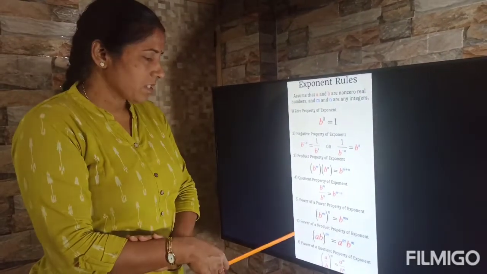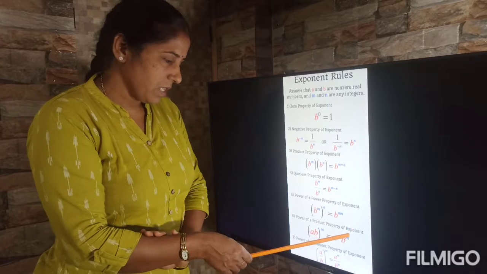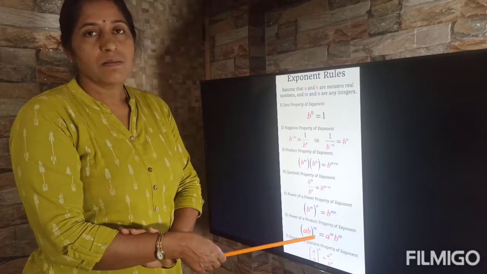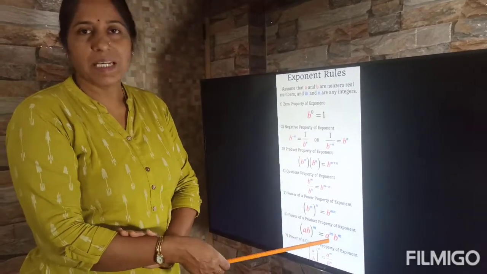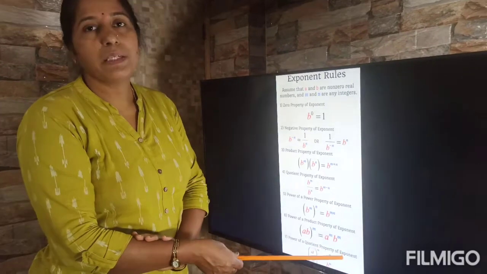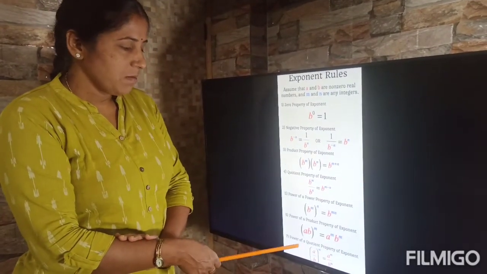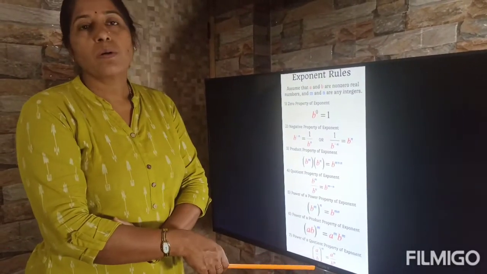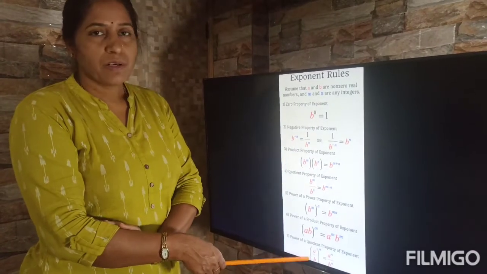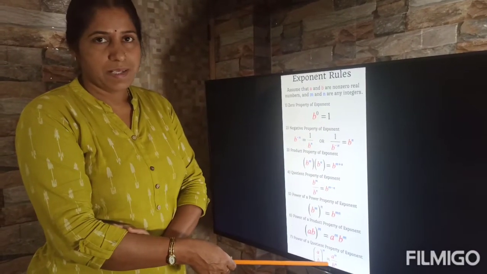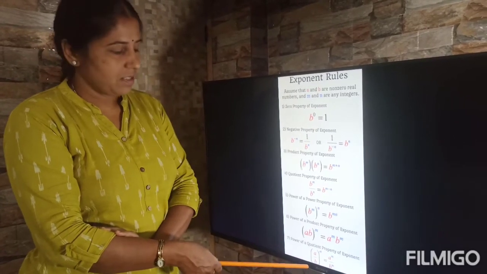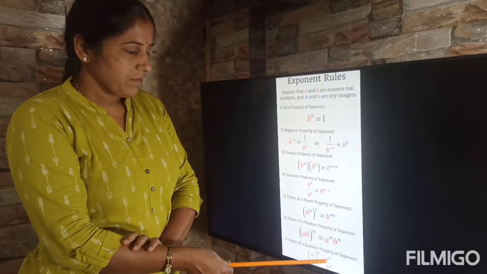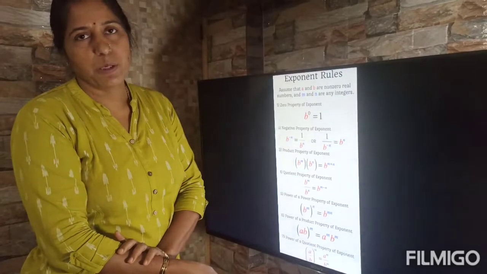Next one, power of a product property of exponents. A into b whole to the power of m. For two numbers, one common power is there, that we have to make separate. A to the power of m into b to the power of m. Then seventh one, power of a quotient property of exponents. A divided by b whole to the power of m. Here also, for two numbers together, one common power is there. Between the two numbers, division is there. Then we have to make the power separate. Then it becomes a to the power of m divided by b to the power of m.